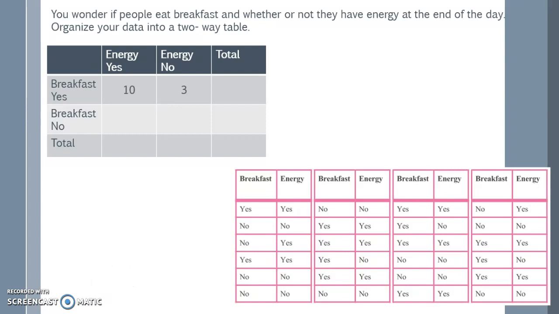We should have 10 that select breakfast yes and they have energy yes. So we should have 10 that are yes yeses. We should also have 3 that are yes they ate breakfast and no they have no energy. Further, we should see that there are 2 that had no breakfast and still had energy, and that there were 9 who had no breakfast and no energy. Creating our totals, across we get 13, 11, and down below we have 12 and 12, for a total of 24, no matter if we add the columns or we add the rows.